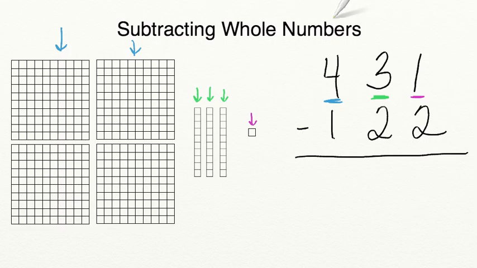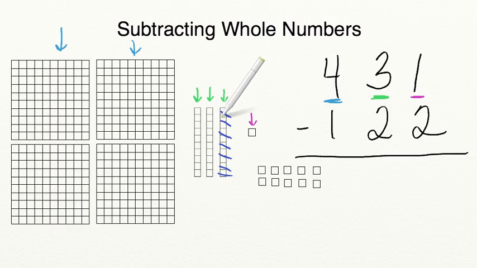Whenever you're subtracting whole numbers, you always begin by subtracting on the right-hand side. So we're going to start with our ones place. Our problem is asking us to subtract 2 ones from 1. However, we only have one ones block here to subtract. That means we need to regroup a tens block and bring it over to our ones. So I'm going to cross out my tens block, and we're going to turn that tens block into 10 ones.